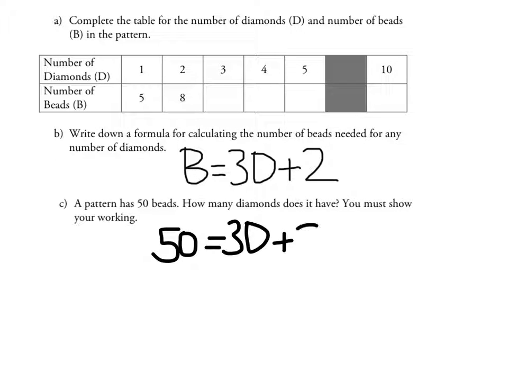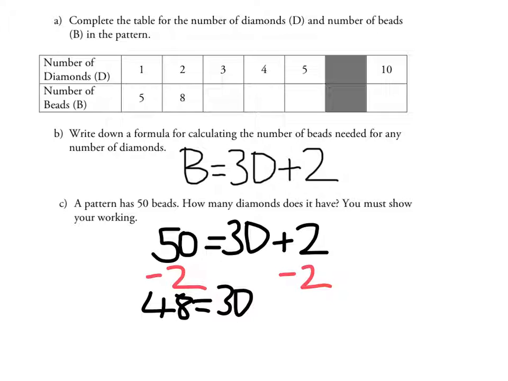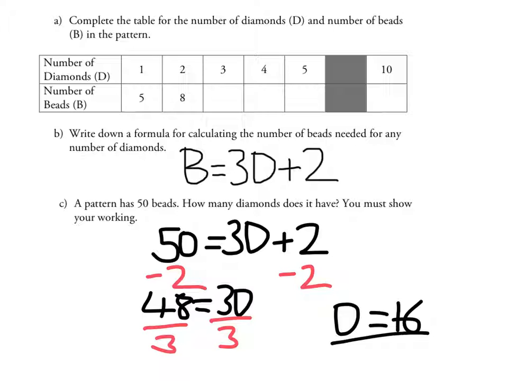There we go. Now I need to solve this equation. So I'm going to take 2 away from both sides, so I get all my numbers on one side. So I'm going to get 48 is equal to 3d. Now I'm going to divide by the 3 because I want to get d on its own. And therefore, I am left with d is equal to 48 divided by 3, which is 16. So there's my answer.